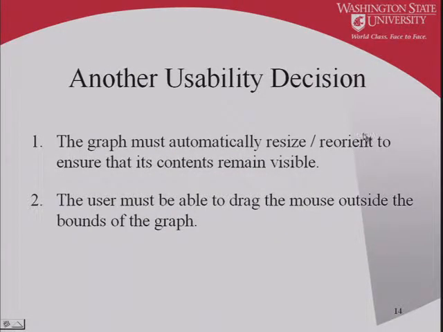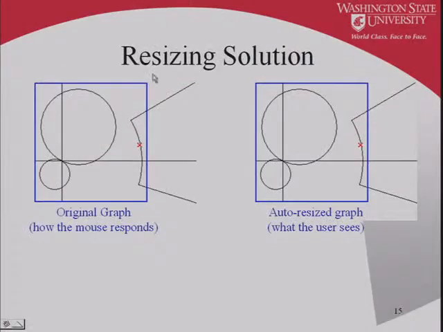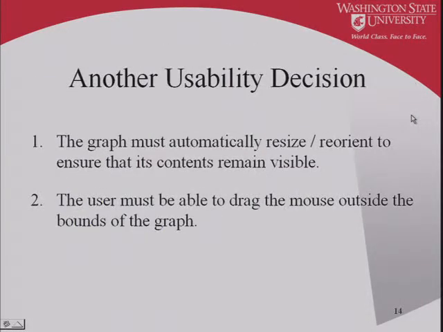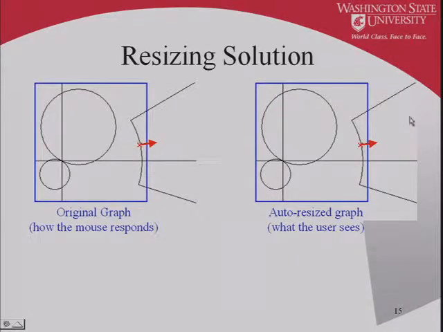Another usability issue we ran into was having the graph automatically resize and reorient to ensure that its contents remain visible. This seems intuitive, like the graph should always show what it's supposed to show. But it conflicts with having the user able to drag the mouse outside the bounds of the graph. Because what happens is when the user wants to drag, on the left we have how the mouse is going to behave, and on the right is what the user will see. Everything needs to stay in the graph while the graph needs to change consistently and smoothly. So you're going to click and drag that way.